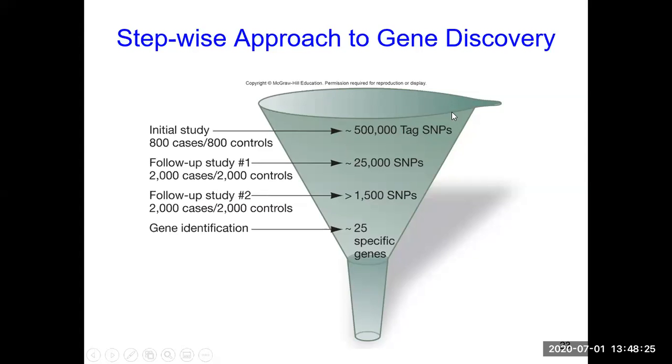And then we carry out the studies. We see what are the differences. We bring it down to 25,000 SNPs. Another follow-up study going deeper into those SNPs, bring it down to 1,500. Finally, narrow it down to, it comes out to be 25 specific genes. And then this one would be a really good finding, might get published in one of the very good journals, because now we have narrowed it down from 500,000 tag SNPs to very, very specific particular genes, and these are the genes that are responsible.